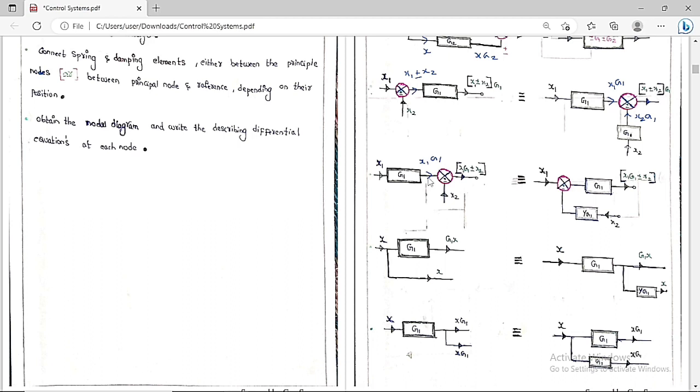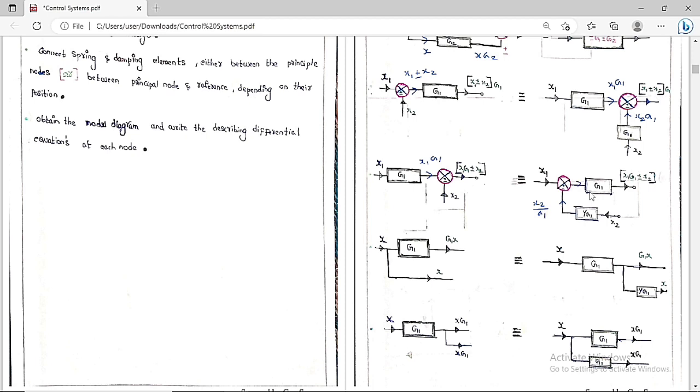Suppose I want to shift this summing point from output to input, then what are the changes I need to do? Same circuit diagram. Here the input is x1. Here the input is x2. Summing point I have taken here. Then the extra thing that I have to multiply is 1 by G1. I have to include 1 by G1 here. Then we will see what output you are going to get. Is it same as the previous one or not? So what is the output here? Which is x2 by G1, right?